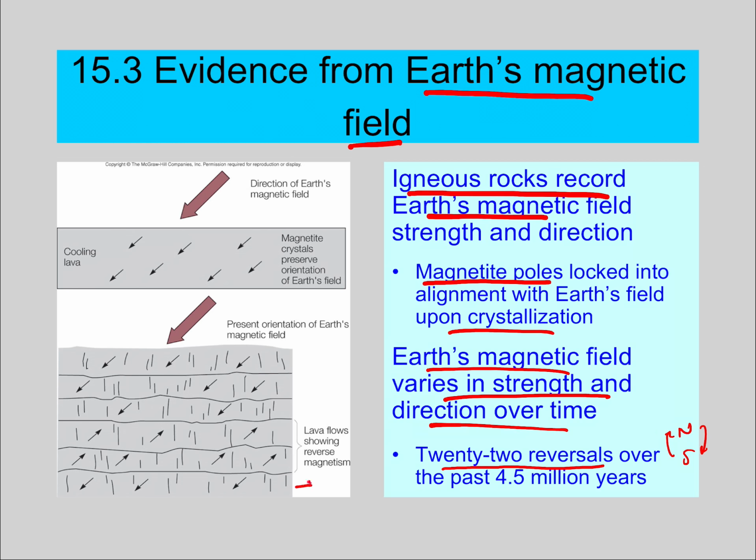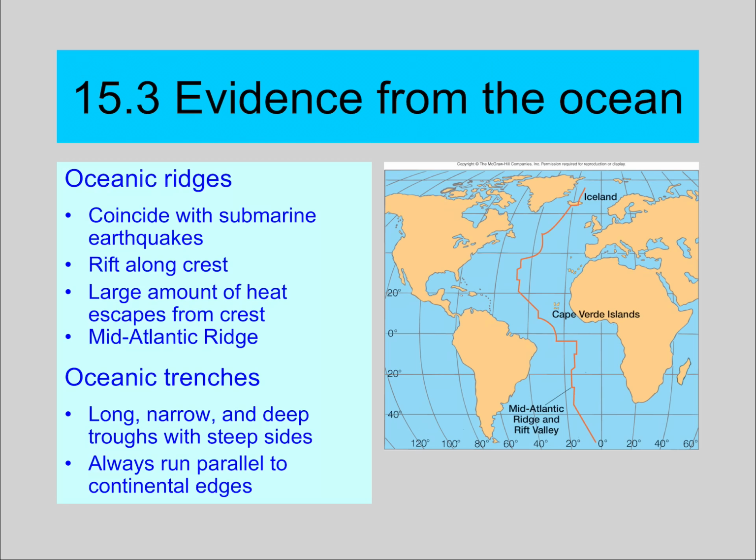So if we see here, these are the oldest layers. These are the newest layers. And the directions show us how these electrons align with Earth's magnetic field. And you can see here that the layers, every once in a while, show a flipping. Okay? So the magnetite crystals preserve the orientation of Earth's field. So it's something that we can study.